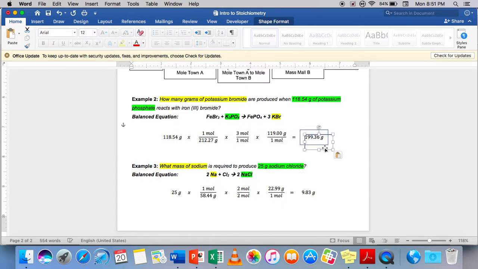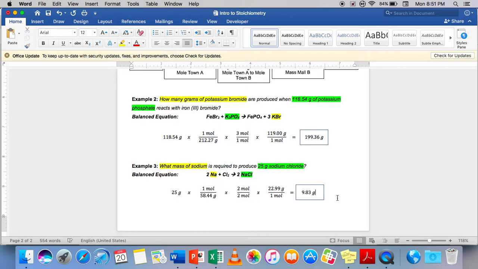I'm going to insert a box around my answer. What this problem states is that in order to make 25 grams of sodium chloride, my product, I need to start with exactly 9.83 grams of sodium. If I started with more, then I would get more sodium chloride at the end. And if I started with less, then I would obviously get less of my product that I want.